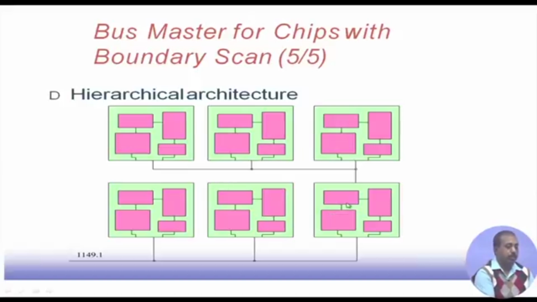Okay. So, whenever we are going to test these particular chips, all these chips are to be tested. So, in that case also it may be configured like this. So, this hierarchical architecture can also be used, depending upon the application that we have, the types of chips and the way we are going to connect them, their physical location on the board. So, this hierarchical architecture may be beneficial.